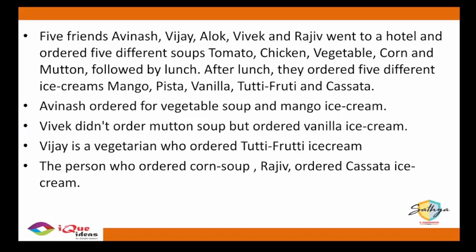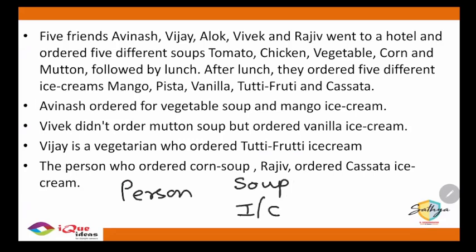Okay, let us see. It says there are 5 friends: Avinash, Vijay, Alok, Vivek, and Rajiv. There are 5 friends who ordered 5 different soups: tomato, chicken, vegetable, corn, and mutton. And followed by lunch. After lunch, they ordered 5 different ice creams. Right? So I have 3 different criteria. One, I have the person. Second, I have soup. And third, I have ice cream.